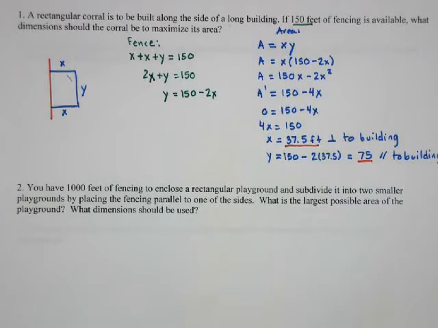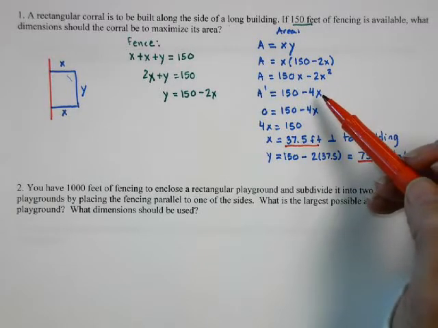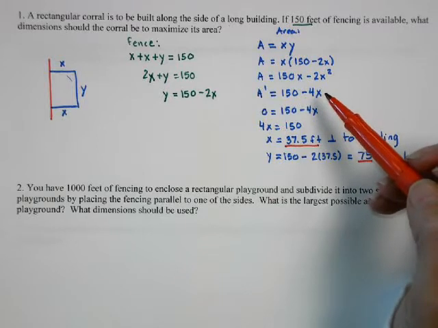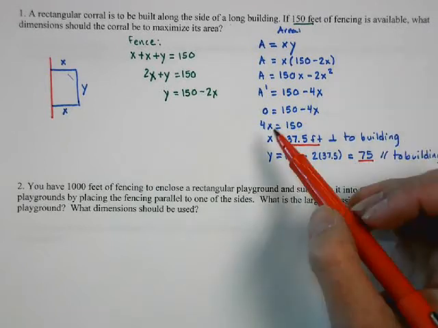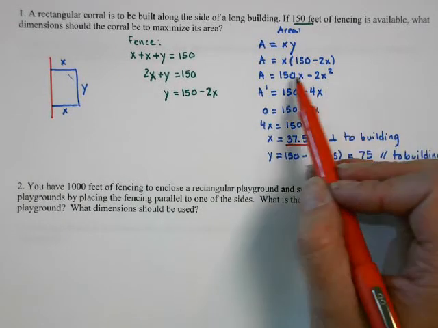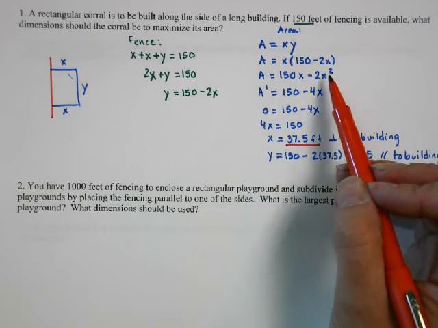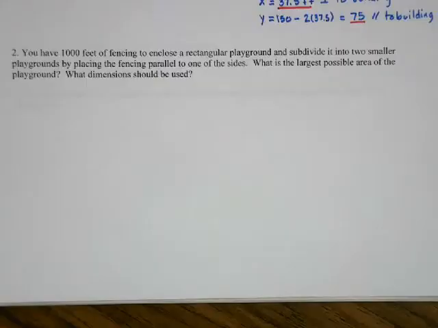The way you could justify that this is in fact the maximum is if I took this derivative, I'd get negative 4, which means the second derivative would be negative, which means the graph would be concave down, which means the critical point is a maximum. Also, just picturing this as an upside down parabola, the maximum is going to occur at that vertex.